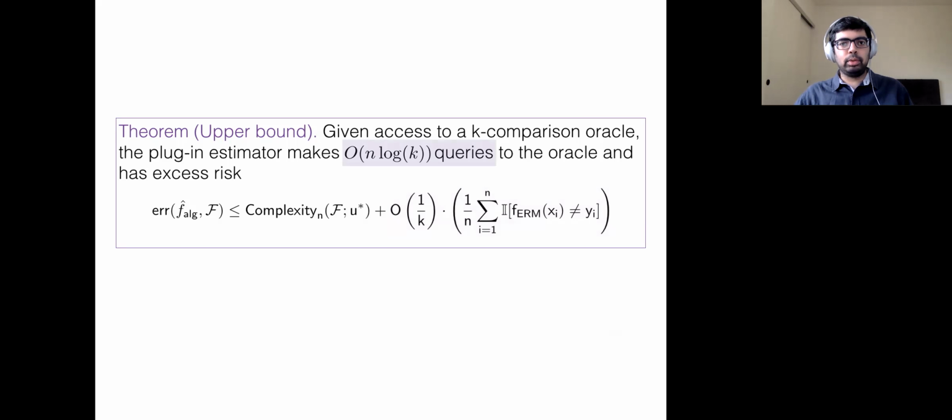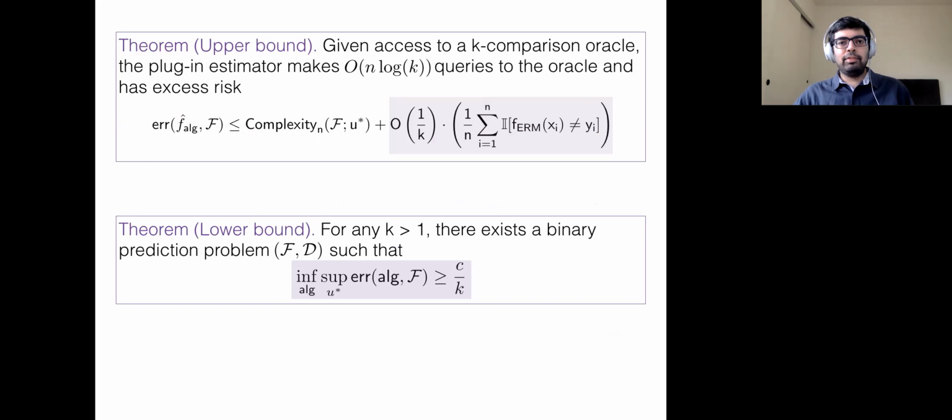It's also important to note here that our proposed algorithm is actually query efficient. It makes order n log k queries to the k comparison oracle. And actually, any statistically efficient algorithm needs to make at least n queries to the oracle to learn about the utilities on all the data points. Now, given this upper bound, it's a natural question to ask whether this additional error term comprising of 1 over k and the error of the ERM classifier is indeed necessary, or is it just a manifestation of our analysis?